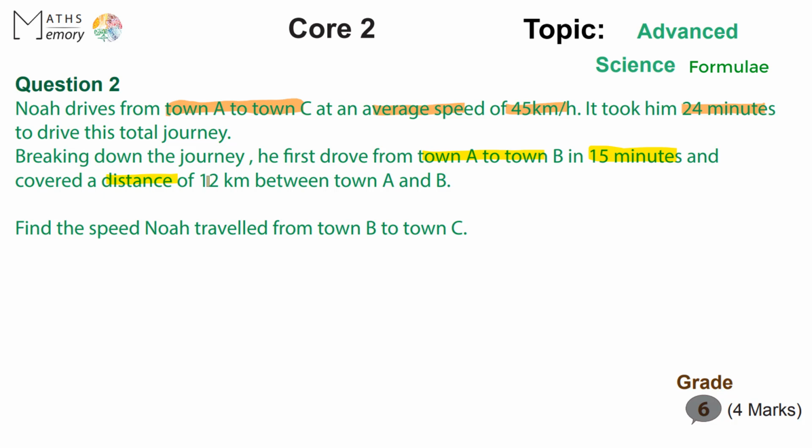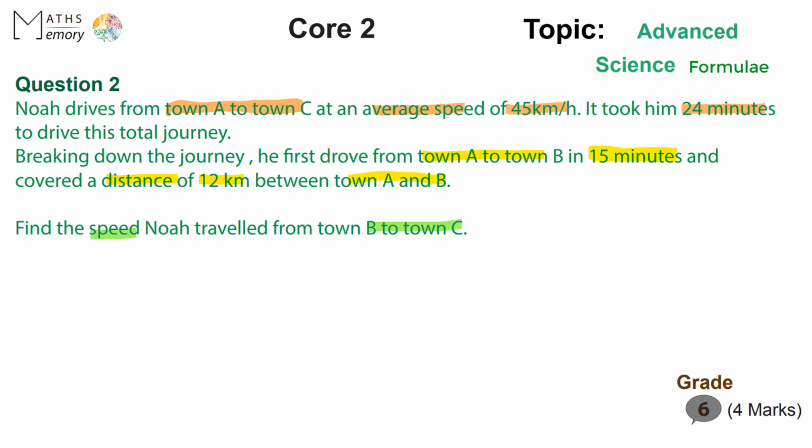And he covered a distance of 12k from town A to town B. So the question is saying find the speed Noah traveled from town B to town C. So we're looking at basically this middle column, if that makes sense, okay? The single column B to C.